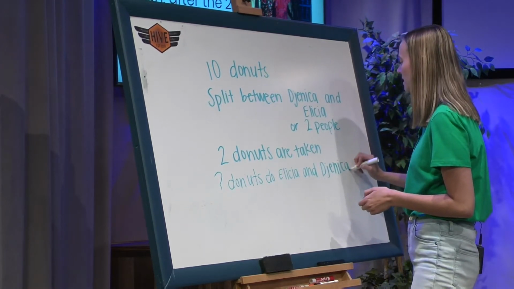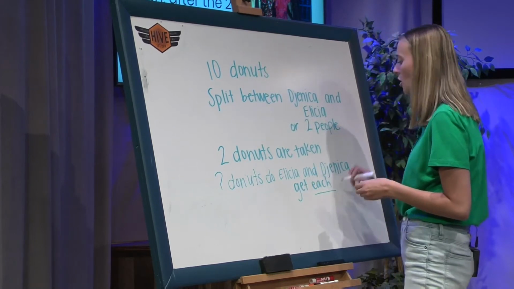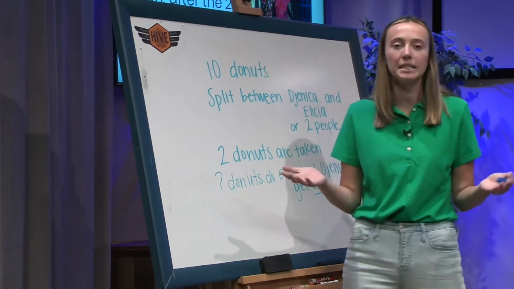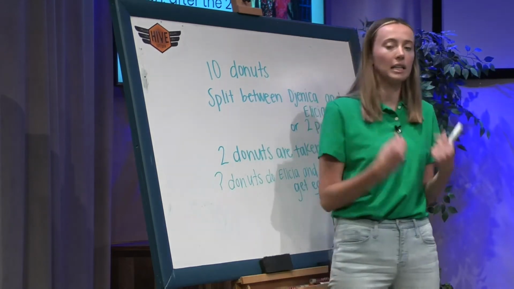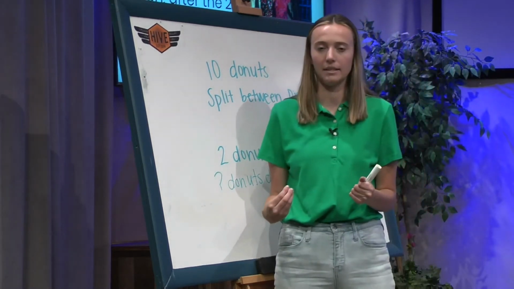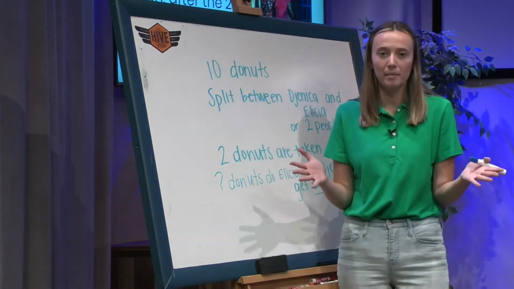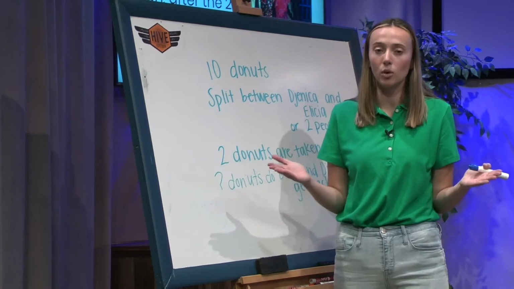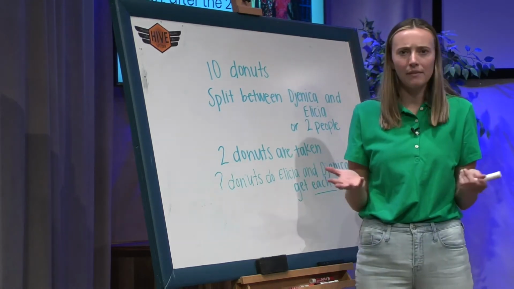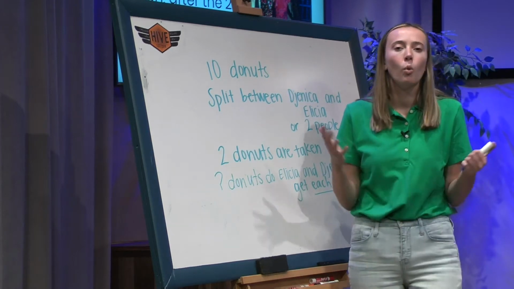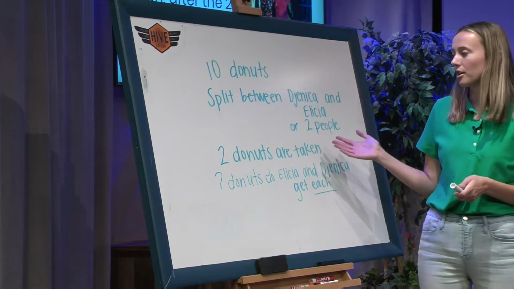One important thing is the word each, because that means we don't want to know how many Jenica and Alicia have all together. We want to know how much Alicia has and how much Jenica has. So it's separate. We want to know the exact amount. And remember, they do want to split them equally, so they'll have an equal amount. How are we going to figure out this problem? What are we going to need to do first? Let's take a look at our board.